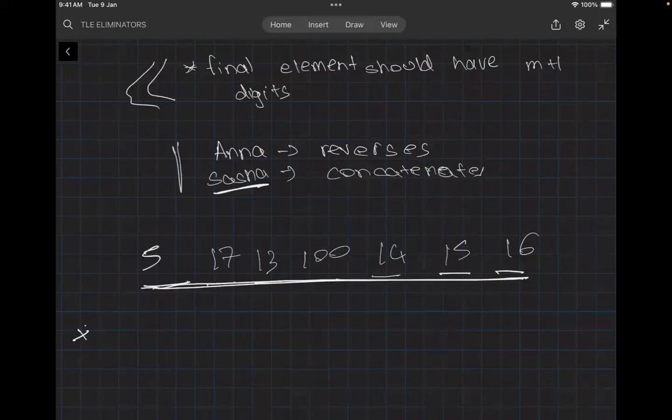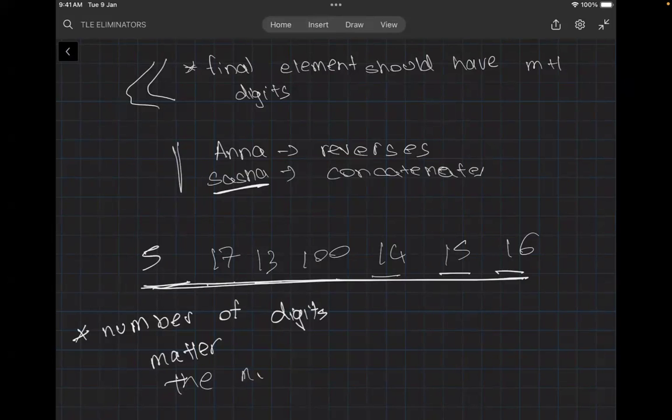Order does not matter here, right? We discussed right now that the number of digits matters. The number itself does not matter. So if Sasha were to only play this game, she would just concatenate all these numbers.